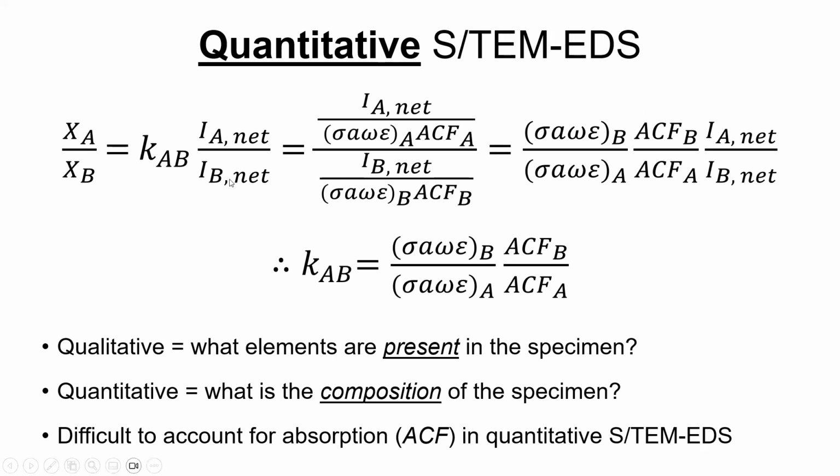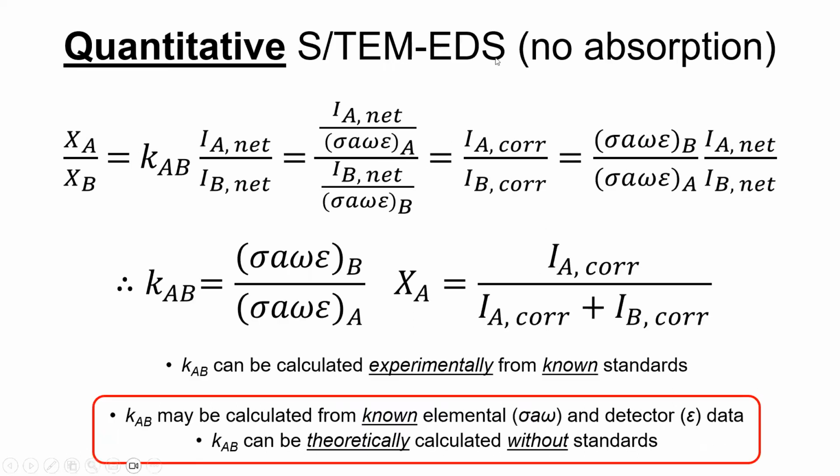Again, quantitative means we want to know the amounts of the elements that are present. In a qualitative sense, we're just interested in knowing what elements are present. That's pretty easy; you're just looking at peaks in the spectrum. Again, it's difficult to account for absorption, so we're going to neglect that here. If we do that, we just remove those terms. What we can then do is define a new set of terms called corrected counts, which is basically just the net counts divided by that sigma A omega epsilon term for each of the atoms.